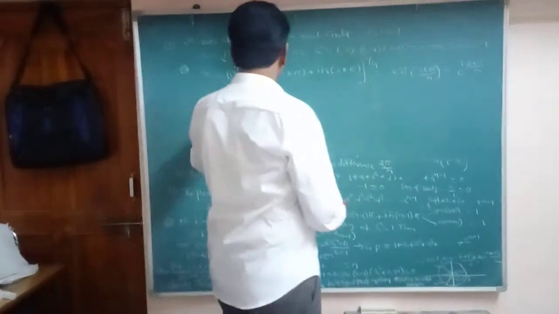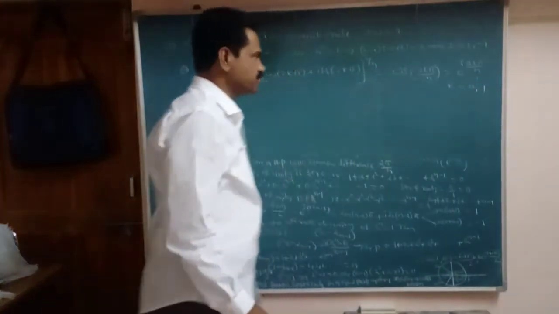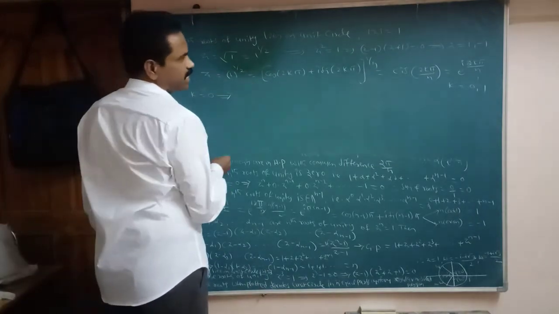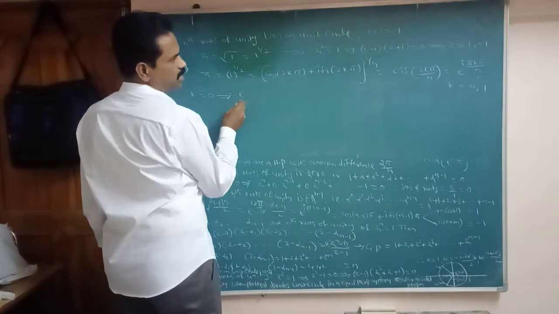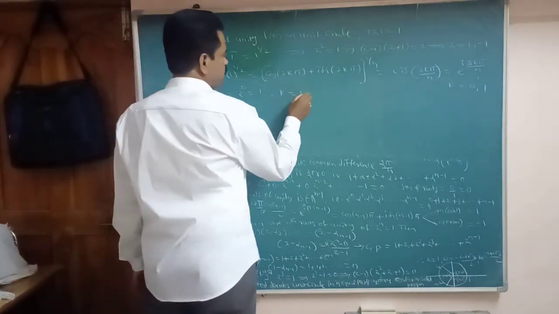Where k equal to, if n is 1 by 2, then k equal to how much here? 0, 1 you take here. Suppose k equal to 0. K equal to 0 substitute here. E power 0. E power 0 is how much here? 1. Next k equal to 1 you take here.